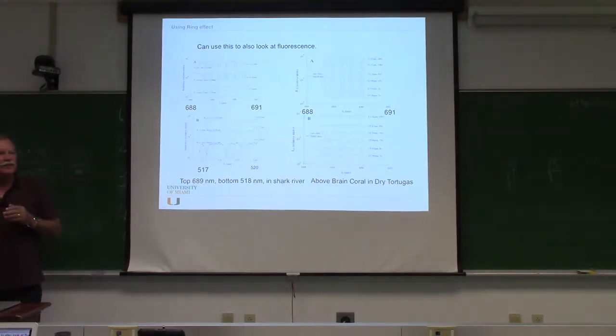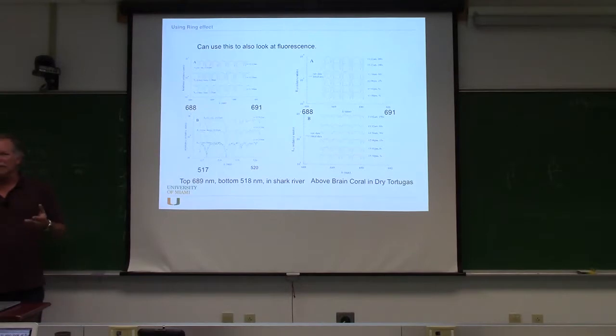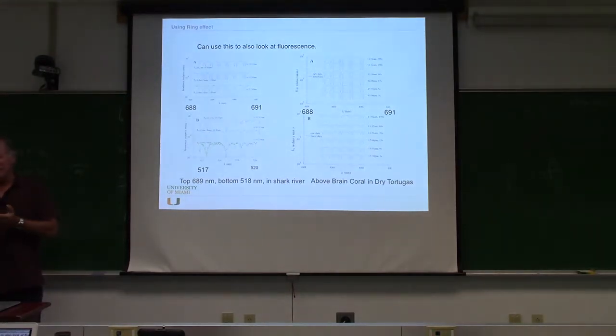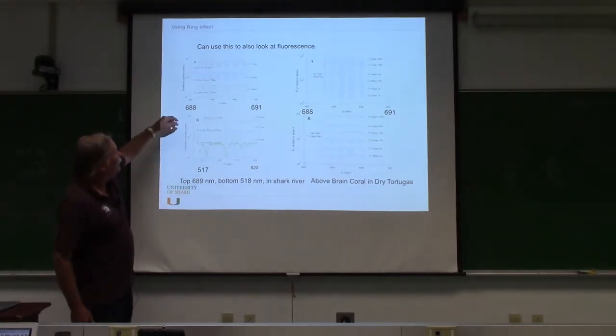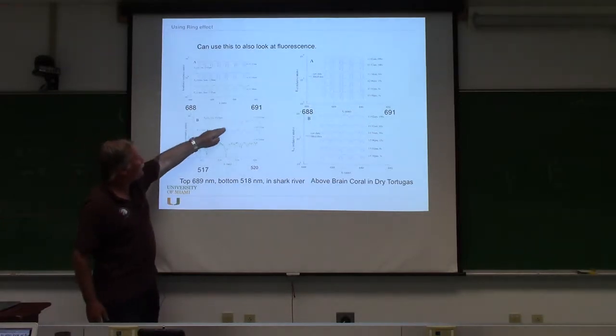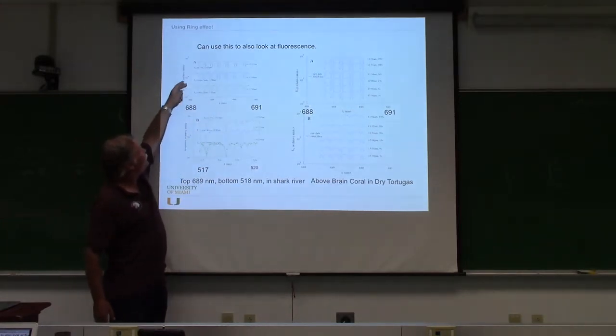In South Florida, there's a lot of mangrove swamps, and the Shark River collects a lot of these mangrove swamps, and so it's extremely high in CDOM. Basically if you go out there, the water is very, very tea colored, because it's basically only CDOM over there. And what you see at these two wavelengths is the Fraunhofer lines don't seem to be changing very much with depth.